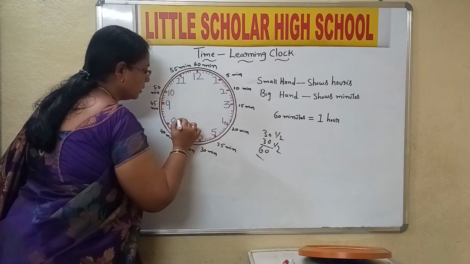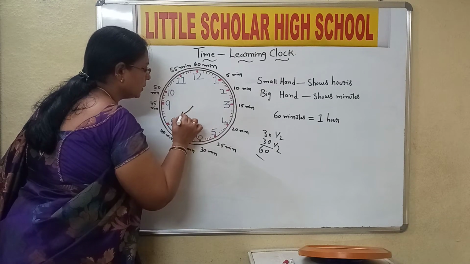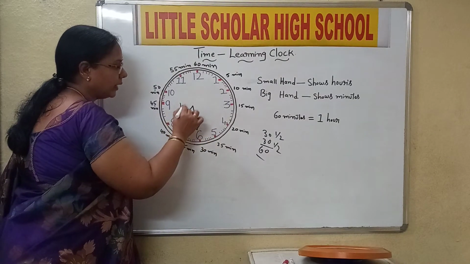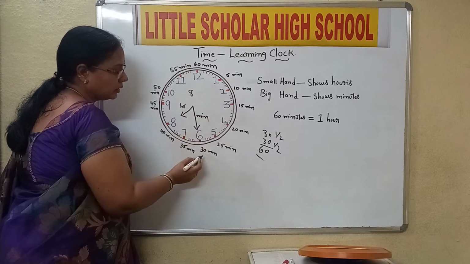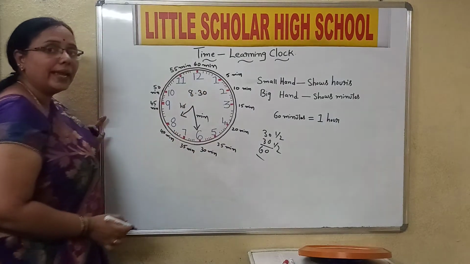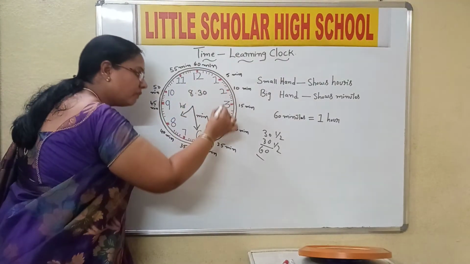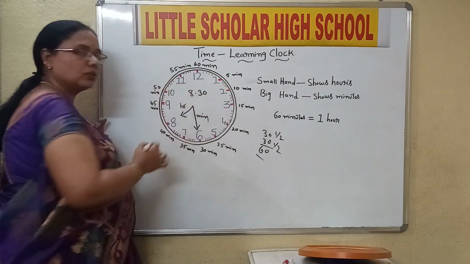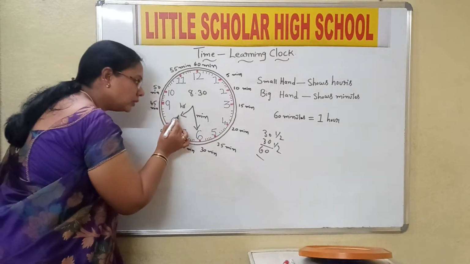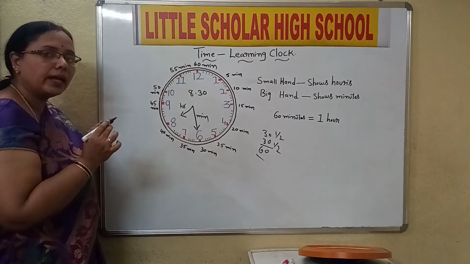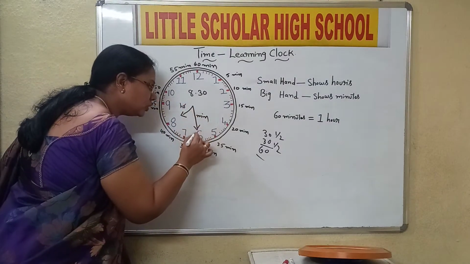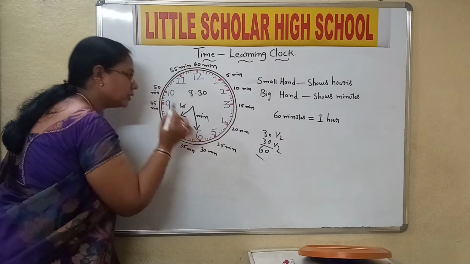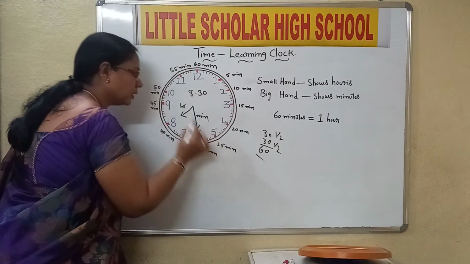See, the small hand is towards 8 and the big hand is towards 6. Now, what is the hour? 8. How many minutes? 30. So what is the time now? 8:30, or half past 8. Where is the small hand? The small hand is on 8 and the big hand is on 6. That is 8:30 or half past 8.